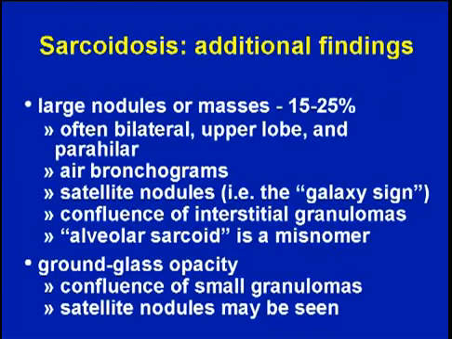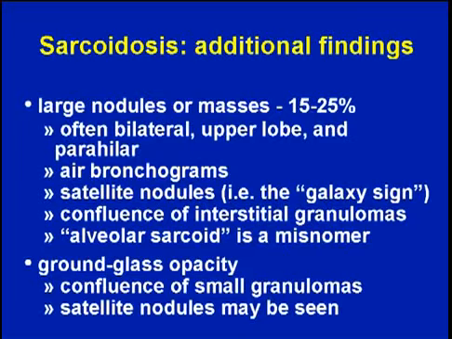Now, these masses generally represent a confluence of smaller interstitial granulomas. There are just so many peri-bronchovascular granulomas that they form these larger masses. And then if fibrosis develops, these masses may end up representing fibrous tissue, but early on, they represent confluence of granulomas. This has been termed alveolar sarcoid, but this is a misnomer because all these granulomas that result in these masses and the air bronchograms are actually interstitial in location.